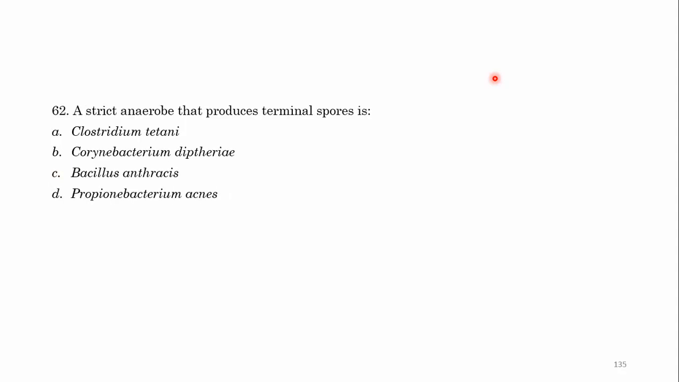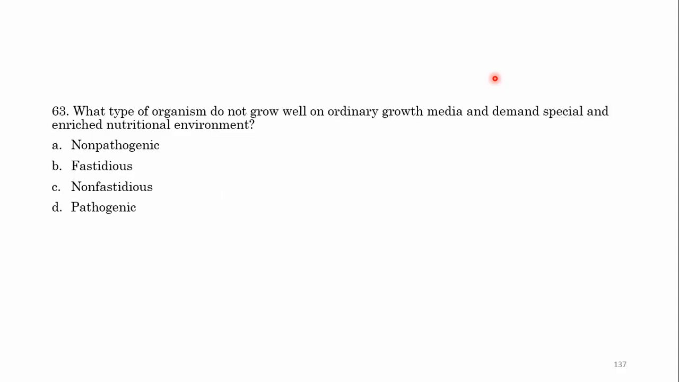Number 62, a strict anaerobe that produces terminal spore is A, Clostridium tetani. B, Corynebacterium diphtheriae. C, Bacillus anthracis. D, Propionibacterium acnes. The correct answer is letter A, Clostridium tetani. The only Clostridium that produces terminal spores, because most of the Clostridium produce subterminal spore. So this is the only one that produces terminal spore among all the Clostridium species. Number 62, letter A.